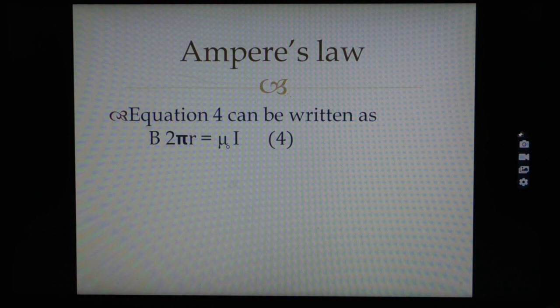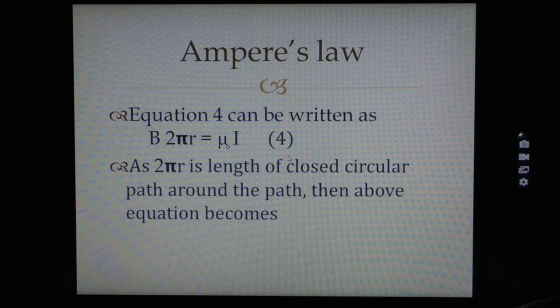B into 2 pi r is equal to mu naught into I. Students, you can see here 2 pi r. What is this 2 pi r? Yes, this is the circumference of the circle. When we start from point A and come back to point A, the length of the arc is given by 2 pi r. As 2 pi r is the length of the closed circular path, the above equation becomes B dot L is equal to mu naught I.